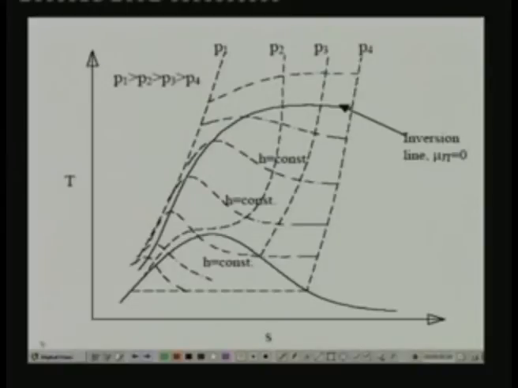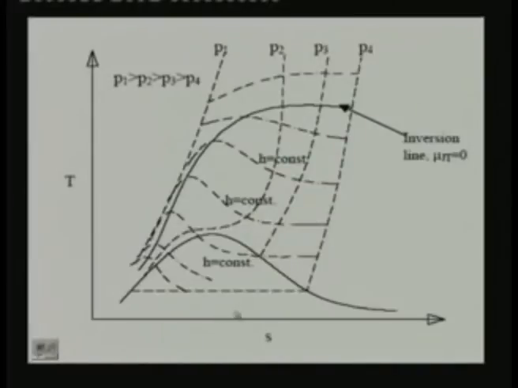First conclusion is that if throttling takes place above the inversion curve, the temperature always increases during throttling. For example, if I am throttling from P1 to P2, starting with this temperature, you find that temperature always increases. That is the first observation. Second observation is that for a given pressure drop, let us say P2 to P3, the temperature drop increases as the throttling takes place at lower temperatures. So for a given pressure drop, as the throttling takes place at lower temperatures, temperature drop increases. So this is the second conclusion.